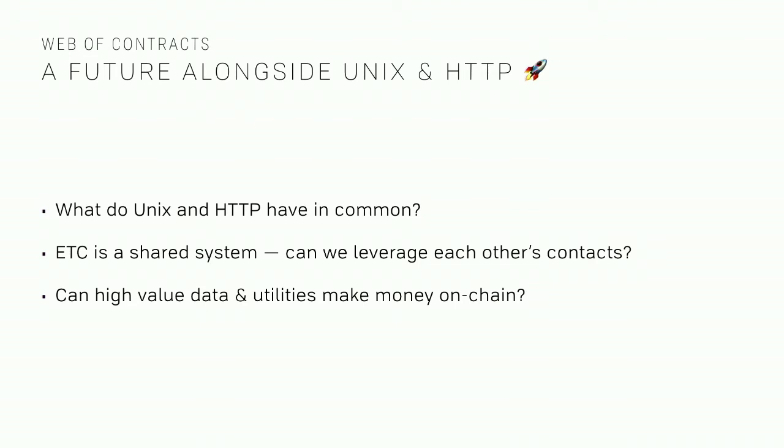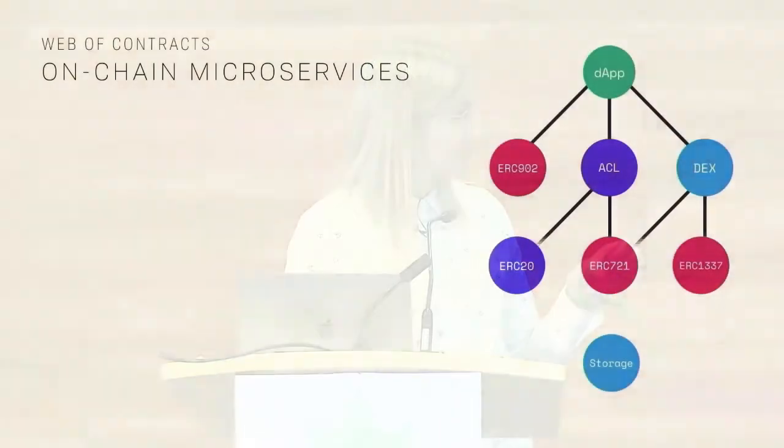And then the last portion from this is state rent, or even just collecting fees, because you can obviously send money along with the transaction. Is there a business model here for high-value data and high-value utilities on-chain making money? So it's almost potentially a business model for open source smart contracts. It would look a little bit like this, just as a diagram.